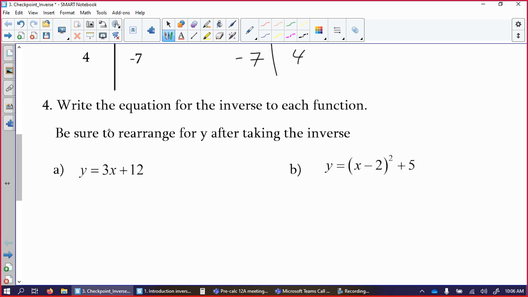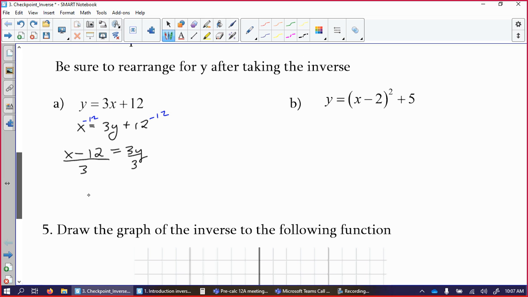Rewrite the equation for each inverse. Be sure to rearrange for y. So our first step would be to say x equals 3y plus 12. Subtract 12. X minus 12 equals 3y. Divide everything by 3. Where people make their mistakes with this is not dividing the whole thing by 3.